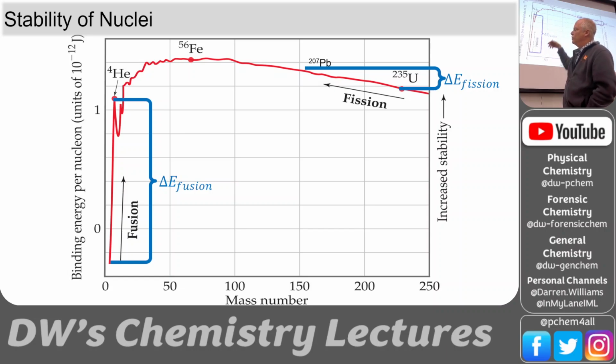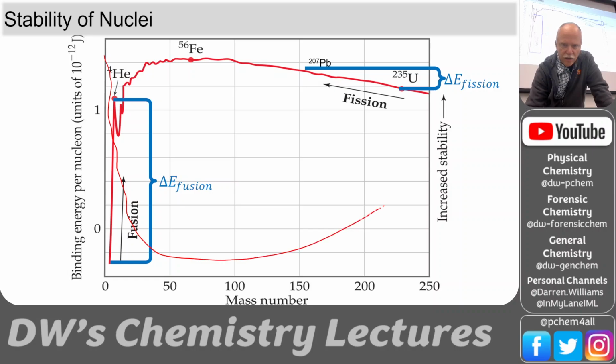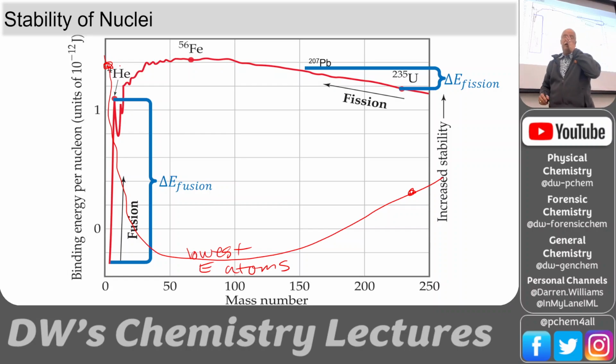If you flip this over, you could plot that sort of as the energy of, so if we draw it like this, so this is the energy well that we're in. So these are the lowest energy atoms. And so the heavy atoms are uphill from that, and the light atoms are way uphill from that. And so if we fuse the light atoms, we get energy out. If we split the heavy atoms, we get energy out.